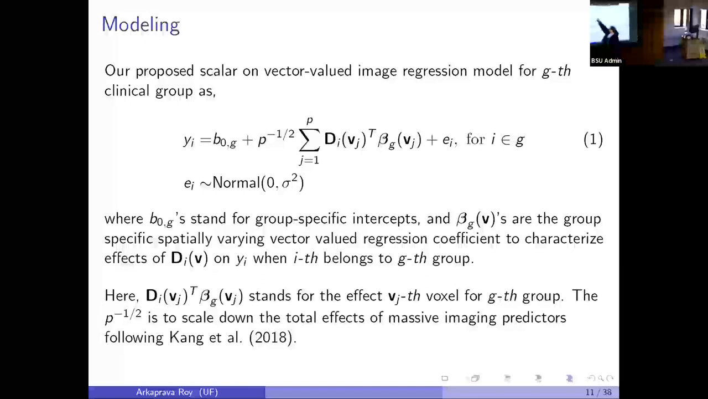It is commonly scaled down, the total impact of that particular image, by square root of p, because an image in general has thousands of voxels. If you just take the sum, it will be a huge number. So it is usual to scale it down so that these coefficients are substantially large. Otherwise, they would be too small because of the sheer size of the image. And we have three clinical groups, so we have group specific separate intercept and slope. These coefficients are made group specific.